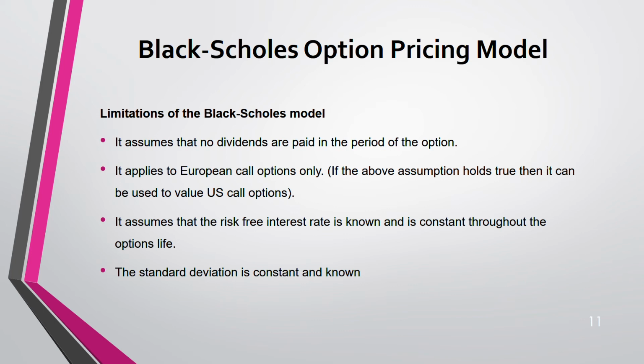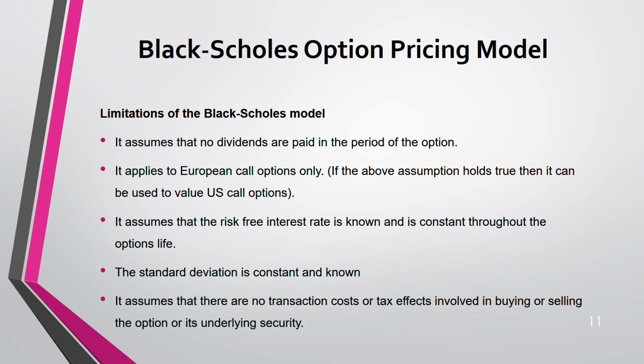Fourth, as a limitation, standard deviation is assumed constant and known. But in reality, you actually don't know the volatility, right? And it's not even constant. But for the simplicity of this model, you assume all this. Fifth, and the last limitation, we assume there are no transaction costs and no tax effects when you're buying or selling the option.